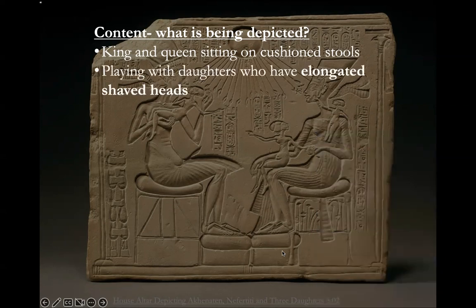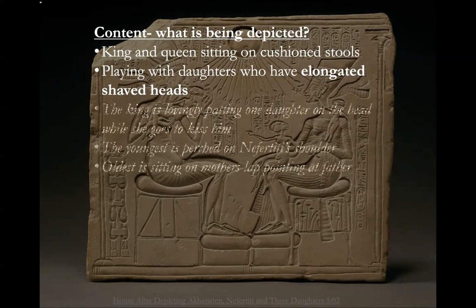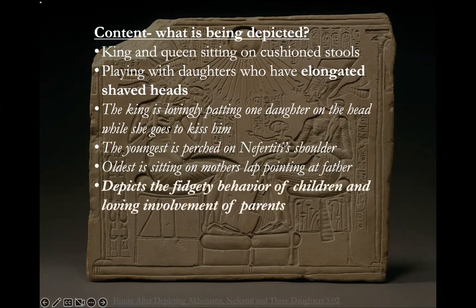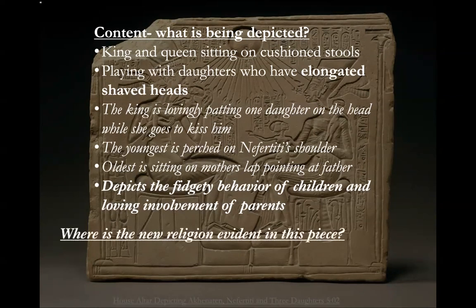They are playing with their daughters who have elongated shaved heads. The king is lovingly patting one daughter on the head while she goes to kiss him. The youngest is perched on Nefertiti's shoulder right here. The oldest is sitting on mother's lap, pointing at father. This depicts the fidgety behavior of children and this loving involvement of parents. We don't need to write that, but it's just kind of part of the scene.